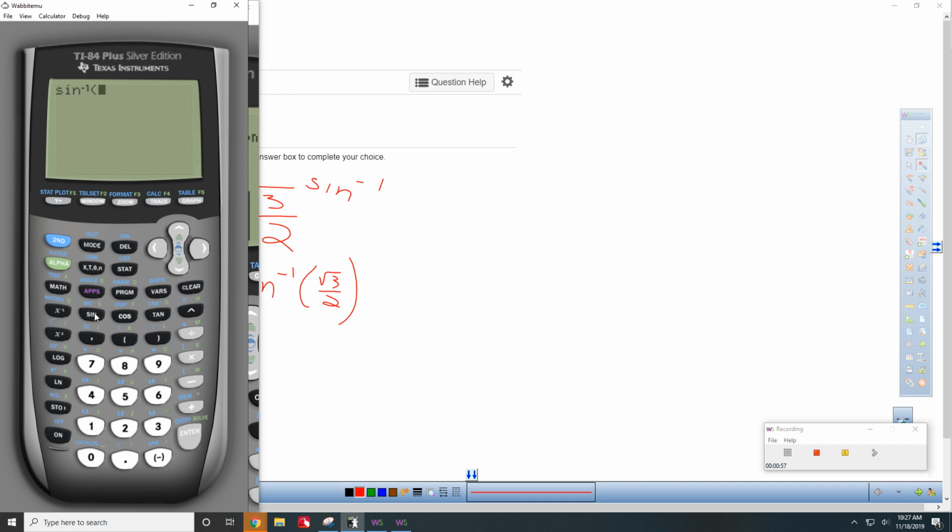Sine inverse of radical 3 divided by 2. Got to make sure we put it in our calculator, right? And that's in radians, so that would be fine. Although we don't know how many radians that is, we want our answer exact. Let's change our mode into degrees and do that again. Enter again. That gives us 60 degrees.